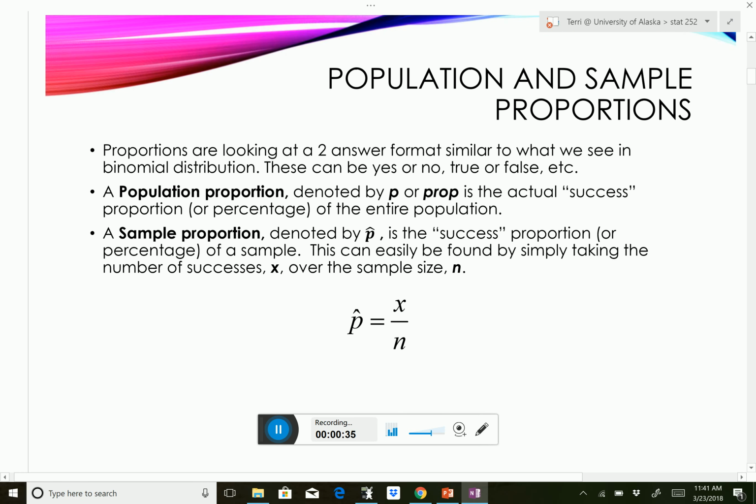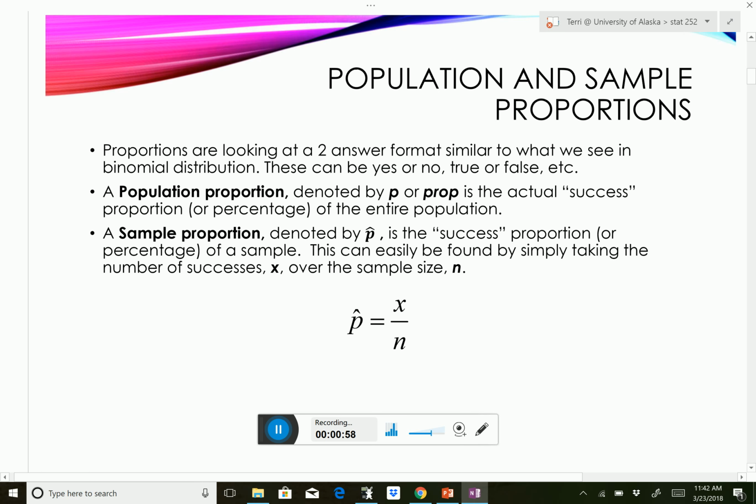So that's exactly what we're doing here. We have a two answer format: yes or no, true or false, male, female, whatever we're looking at. We're looking at a binomial distribution. Our population proportion, the proportion of yeses or successes or whatever you want to call it, we call P, or we can call it prop. That's our population proportion.